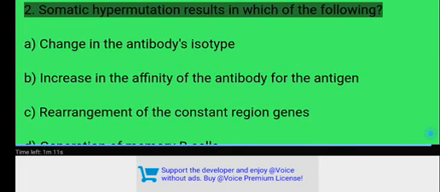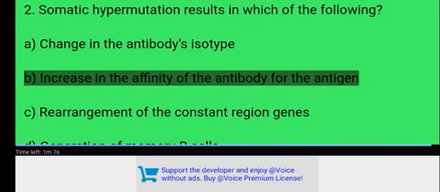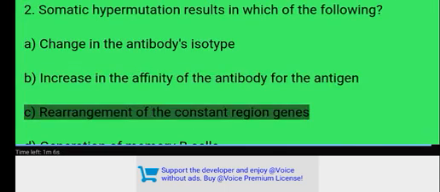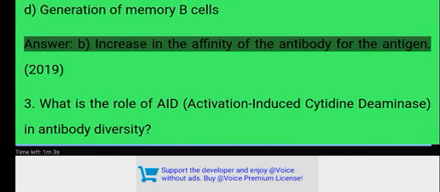2. Somatic hypermutation results in which of the following? A. A change in the antibody's isotype. B. Increase in the affinity of the antibody for the antigen. C. Rearrangement of the constant region genes. D. Generation of memory B cells. Answer: B. Increase in the affinity of the antibody for the antigen.